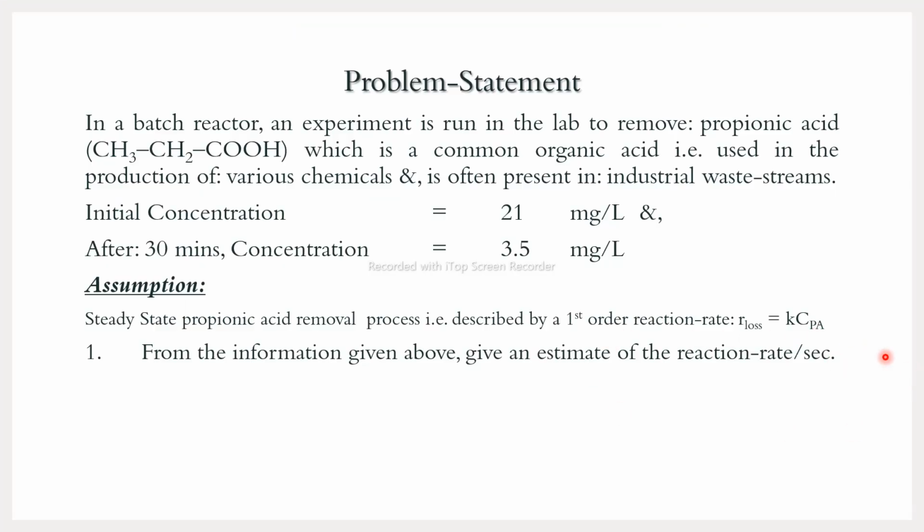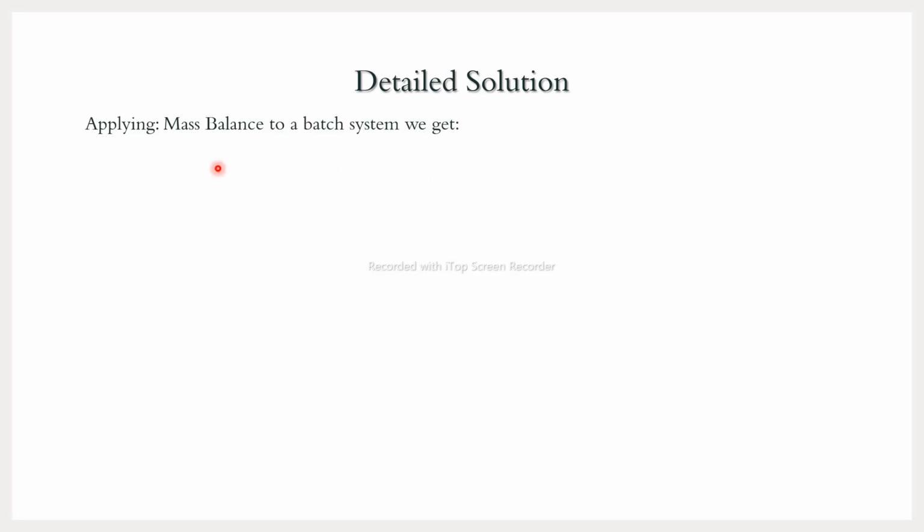So you have to calculate the reaction rate per second. The detailed solution is as follows. Applying the mass balance to a batch system, we get this formula that I told you to write down earlier: Ct equals C naught times e to the power minus kt for a first order system. The data given as input is Ct equals 3.5 milligram per liter. C naught, that is the initial concentration, is 21 milligram per liter.